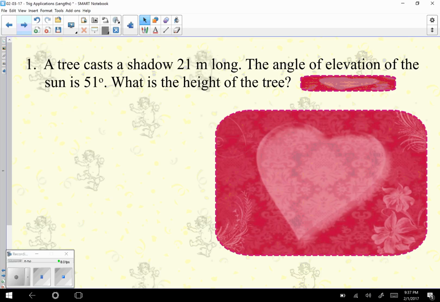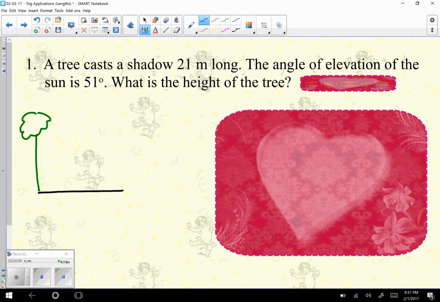Okay, so I'm going to draw a picture. That's going to be the easiest thing. Okay, so I'm going to draw me a tree right here. Put him green. All right, so the shadow that the tree casts is 21 meters long. We know shadows run horizontally, right? So there's my shadow. I know this is 21 meters long, okay?